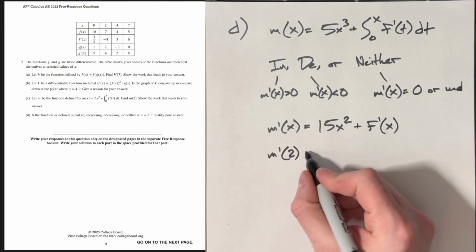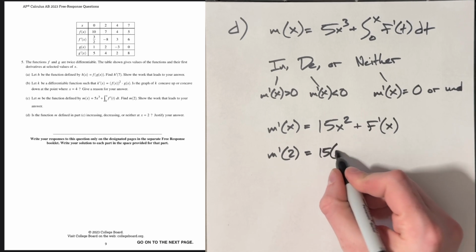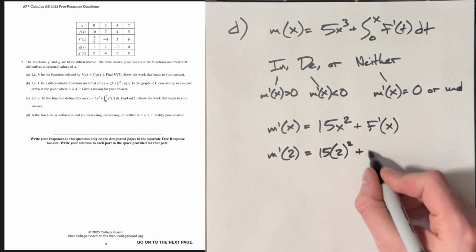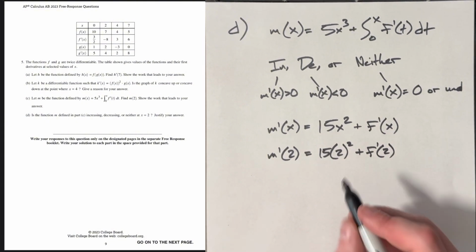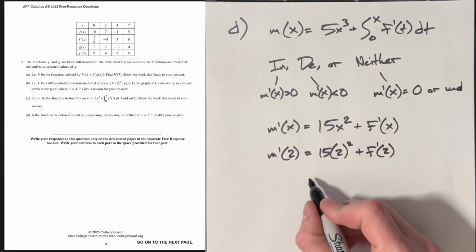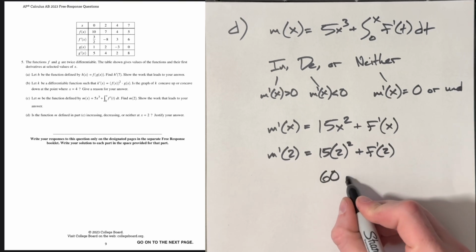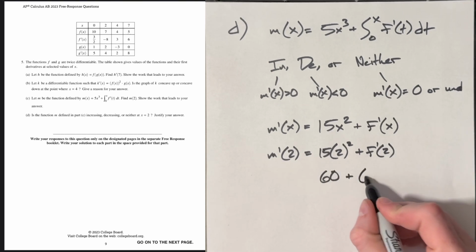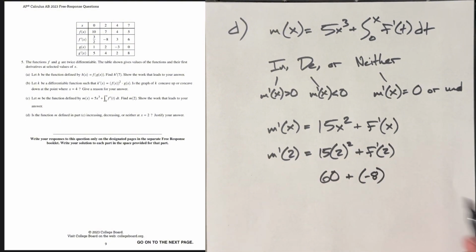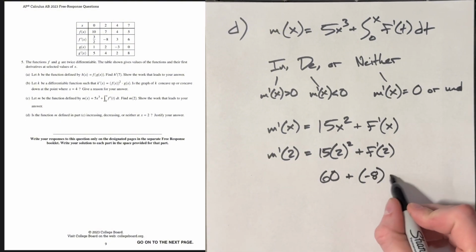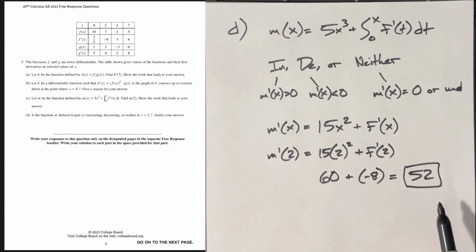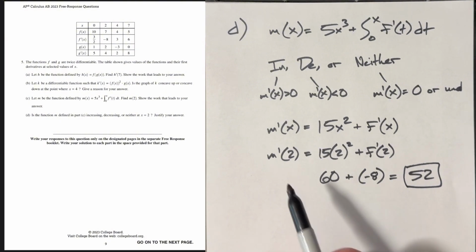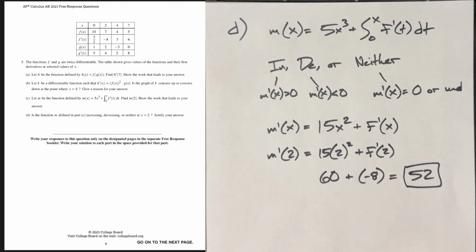So we can evaluate this derivative at 2 to give us this, plus f prime of 2. 15 times 2 squared is 15 times 4, or 60. And f prime of 2 is negative 8. So we get 60 minus 8, and I get 52. So that is not my answer. Sorry, I circled it. But that is our first derivative, evaluated at 2.